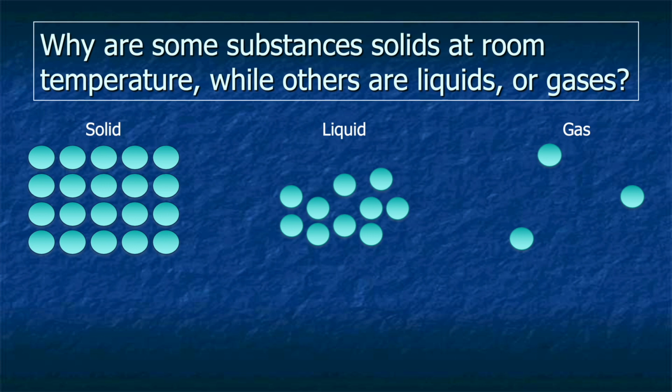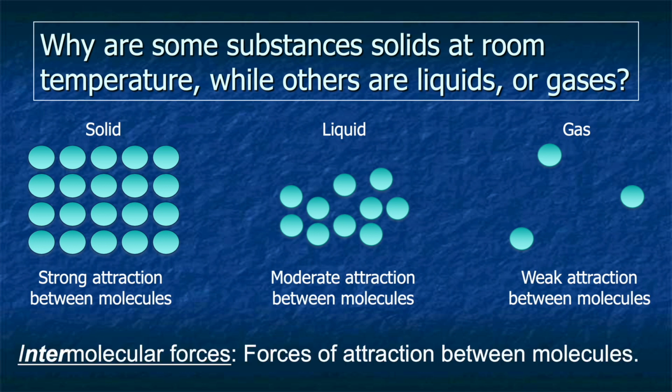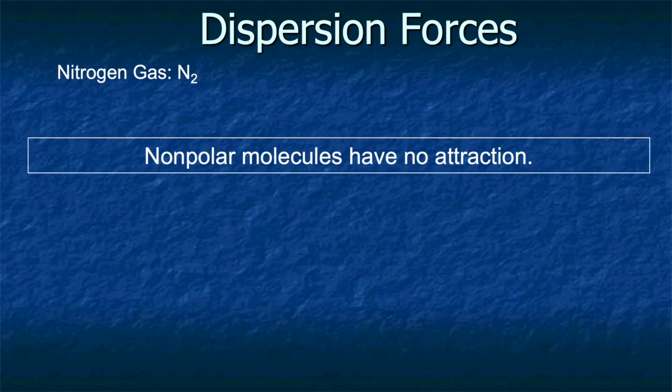So like we said, intermolecular forces, those attractions between molecules, are what determine what phase of matter things are at room temperature. If something is a solid at room temperature, it's got very strong attractions between its molecules. If it's a liquid, there's going to be a moderate attraction between the molecules. And if it's a gas, it's going to be a very weak attraction, if any at all. And again, these are intermolecular forces, the forces of attraction between molecules. And there are different types of intermolecular forces. One type of intermolecular force is dispersion forces.